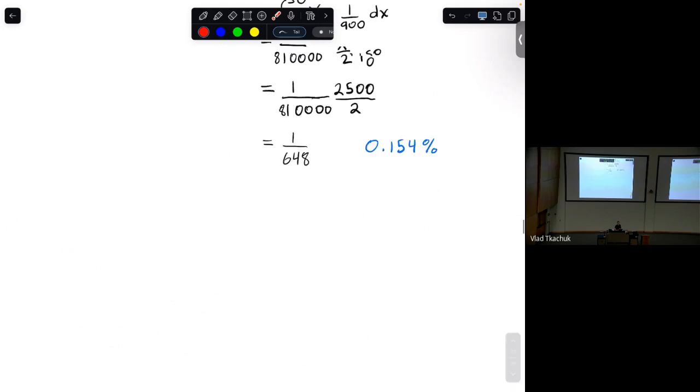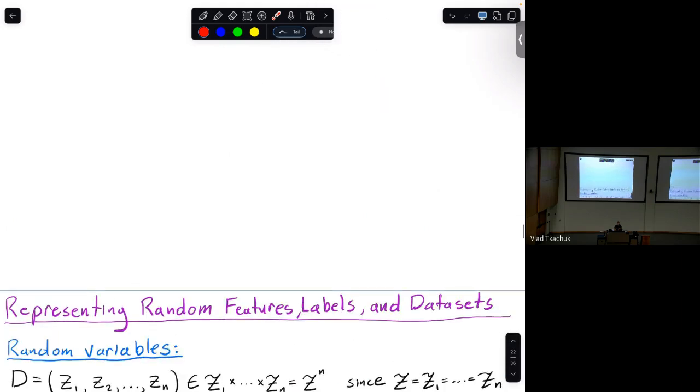Are there any questions about that example before we move on to talking about this data set now?